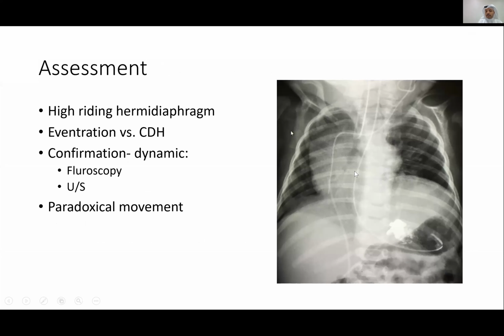Sometimes it's difficult to know whether this is a CDH or eventration. So another dynamic study that you can use is fluoroscopy. Basically the patient is breathing and you x-ray them, and you're looking for paradoxical movement. When the normal diaphragm goes down, the eventrated diaphragm will go up, so paradoxical movement. Or you can look at the same thing using ultrasound as well. Basically you want a dynamic study.